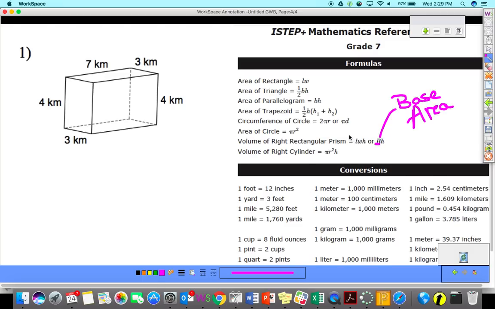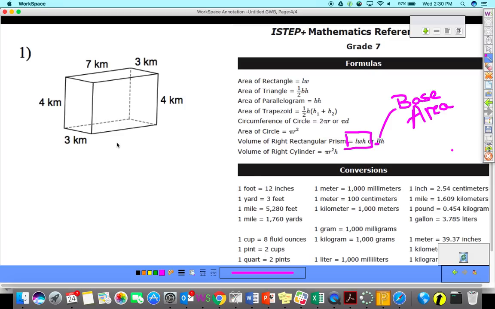Most of us will probably prefer to use this, length times width times height. This is a better way over here. This formula, base area times height, is a better way of showing understanding, and this is also more helpful when we get to complex shapes. So you can use either formula.